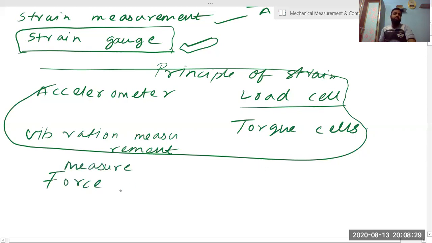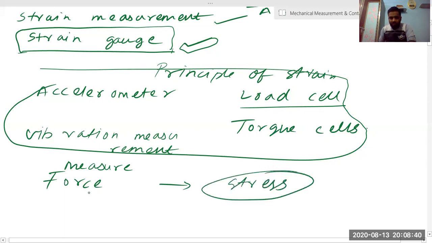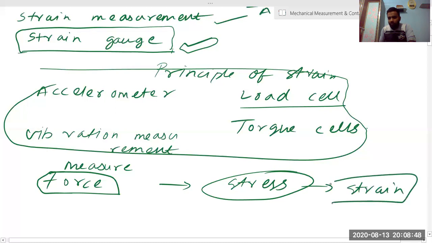So when a load cell measures forces, you know that whenever there is force, due to force there will be some kind of stress. When you are applying some force there will be stress, and whenever there is stress there will be strain. So indirectly, whenever there is strain in the system, there will be some force acting on the system.